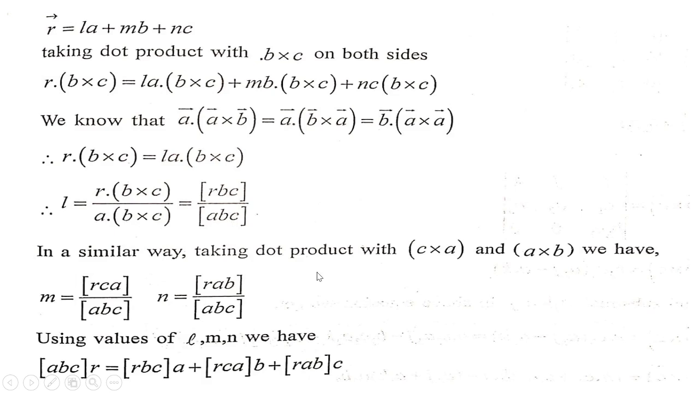In a similar way, taking the dot product with C bar cross A bar and A bar cross B bar, we get M equals RCA upon ABC and N equals RAB upon ABC. So using the values of L, M, N, we can write ABC into R equals RBC into A plus RCA into B plus RAB into C.